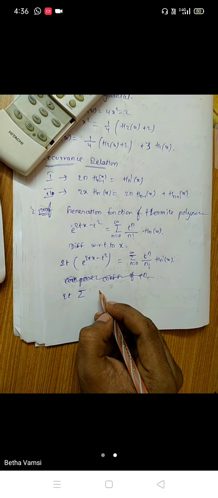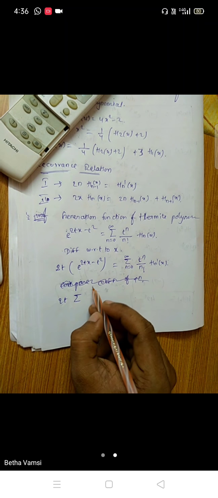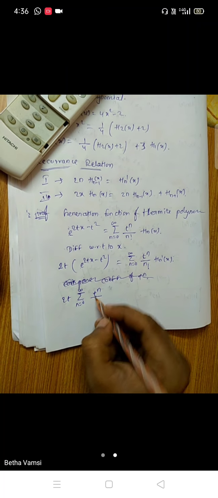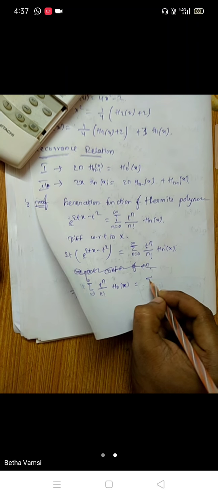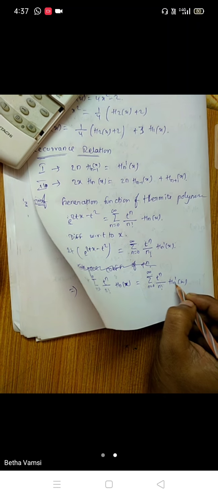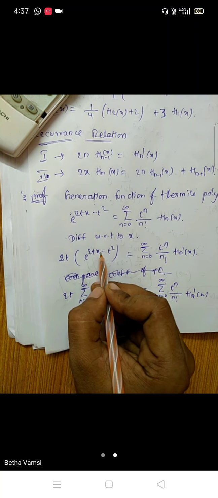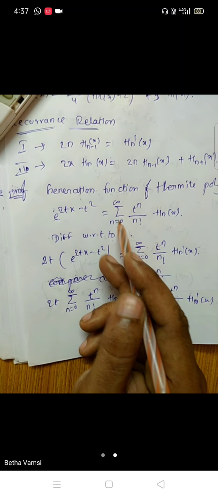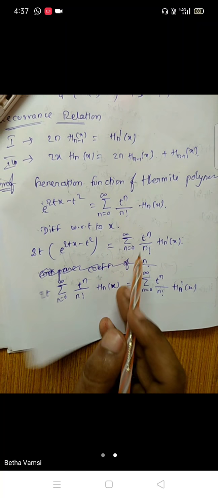So e power of 2tx minus t square will be a generating function, which is summation n is equal to 0 to infinity t power n divided by n factorial Hn of x, which is equal to summation of n is equal to 0 to infinity t power n divided by n factorial H prime n of x. Okay, see, in the bracket you have e power of 2tx minus t square, right? Which is equal to a generating function, summation n is equal to 0 to infinity t power n divided by n factorial Hn of x, which is equal to the above expression.